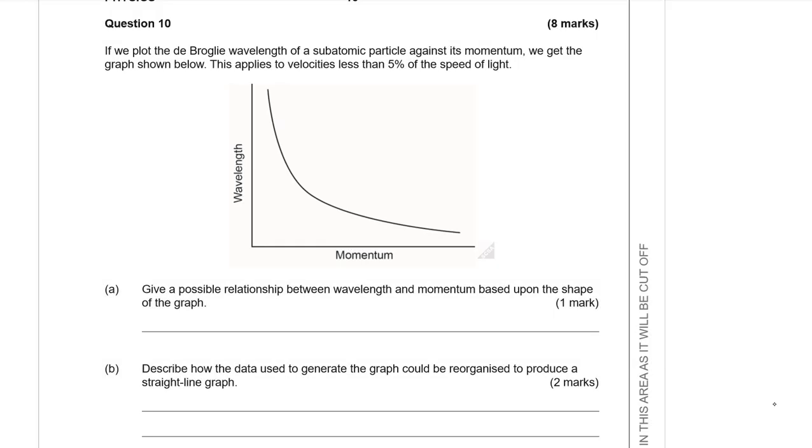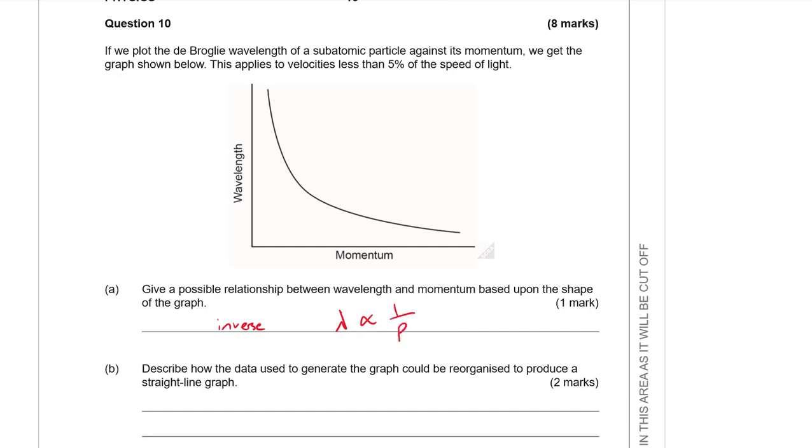Okay, in question 10, you've got a graph of wavelength and momentum, and it's talking about the de Broglie wavelength. Part A says, give a possible relationship between the wavelength and momentum based on the shape of this graph. So I would be tempted to say it's an inverse relationship. And you can go even further and suggest that the wavelength is inversely proportional to the momentum.